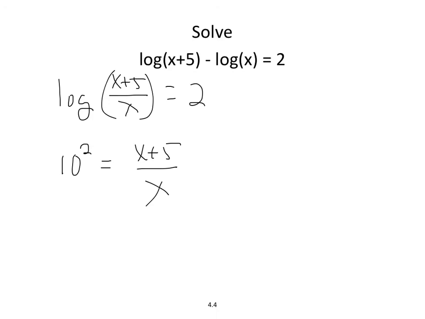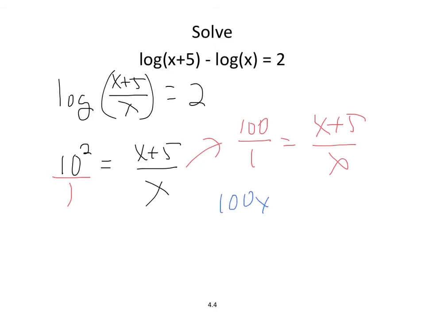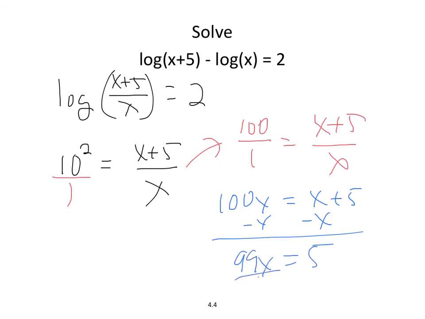And then of course I can think of 10 to the second as being over 1. So that leaves me 100 over 1 equals (x plus 5) over x. I have a proportion, which you've been solving for many years. You're just going to find the cross products. So I've got 100 times x equals 1 times (x plus 5). Then I'm just going to solve this for x by moving the x's all on one side of the equation. Then I'm going to divide by 99. And 5 over 99 is the answer. Why did I write 95? 5 over 99.